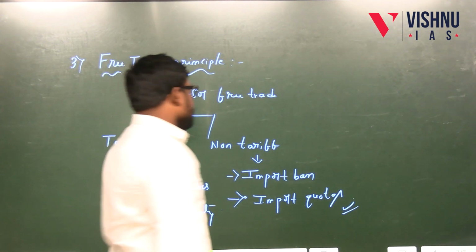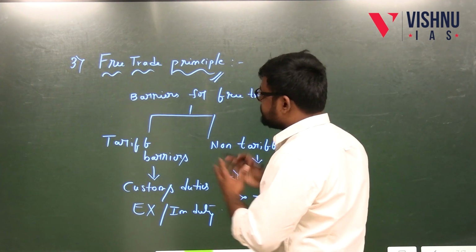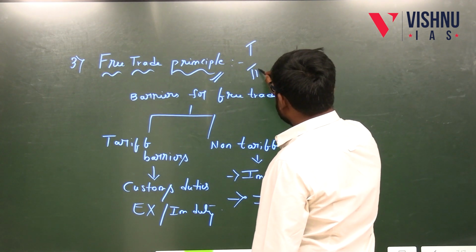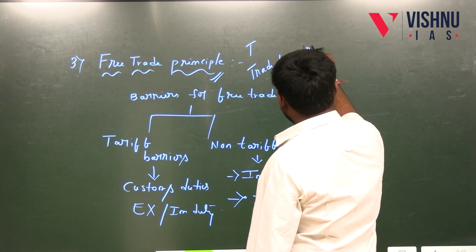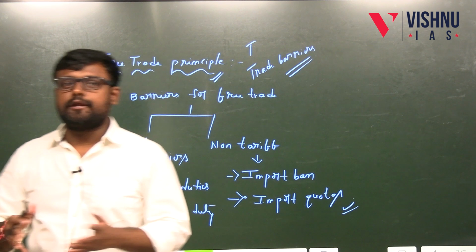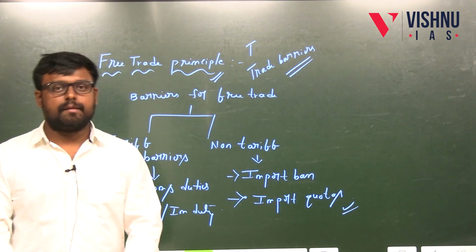So this is about the free trade principle. Under this principle, WTO says that such types of trade barriers should be decreased and eliminated gradually. So this is about the different types of principles under WTO. Thank you.